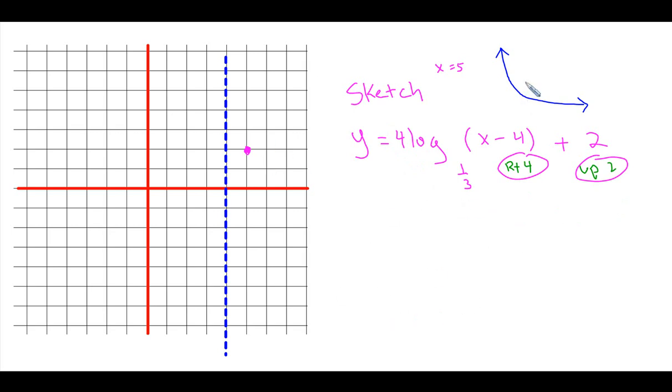And then let's sketch it. So we know the sketch of this. It's going to look like this right here. It's going to go down, and over here, it just approaches the vertical asymptote.